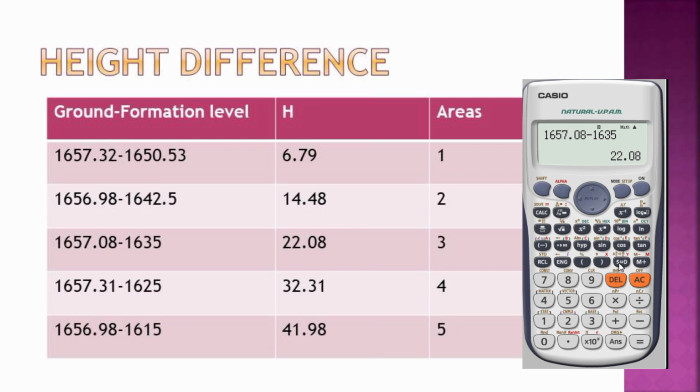We do the second last, that is for the 650 meter chainage, that is 1657.31 minus 1625, getting our answer as 32.31. On our last there, we have 1656.98 minus 1615, getting our answer as 41.98. So that is the height difference for all those chainages given to us there in the question.